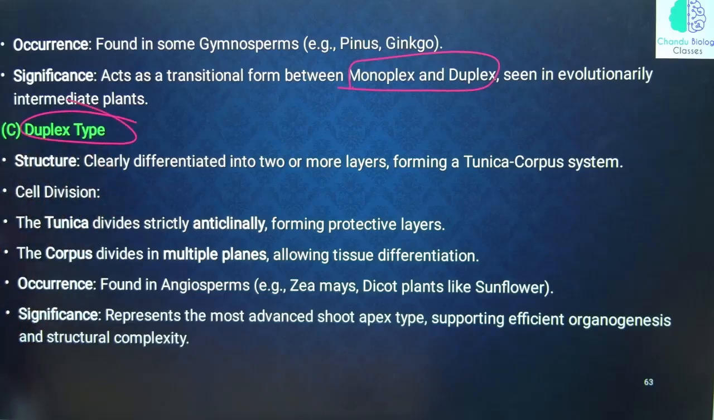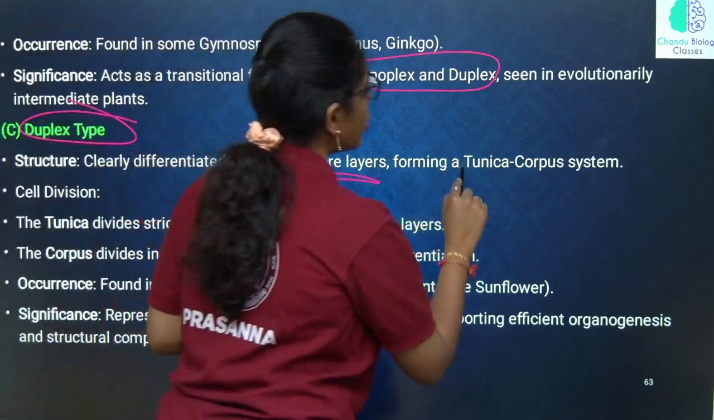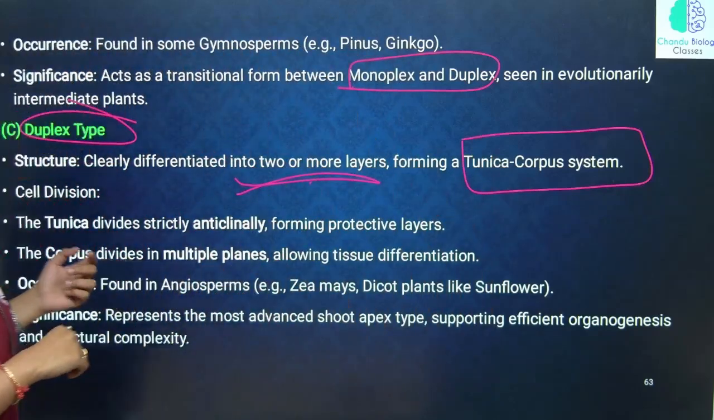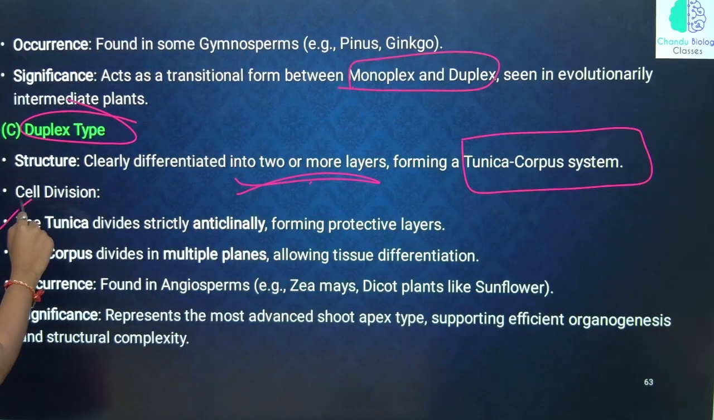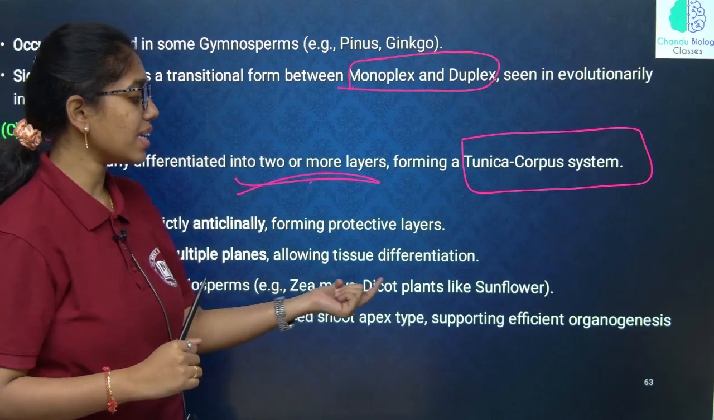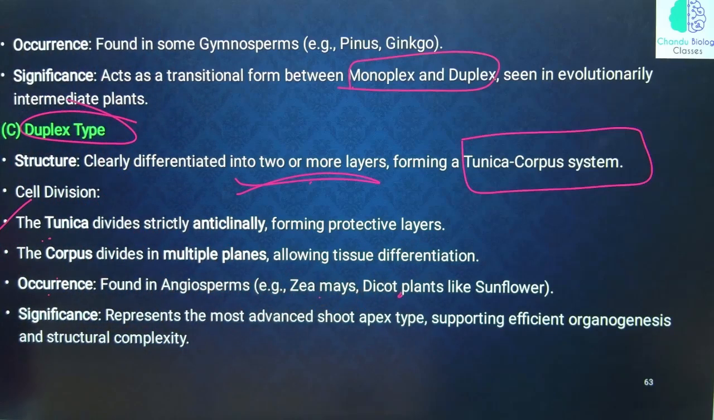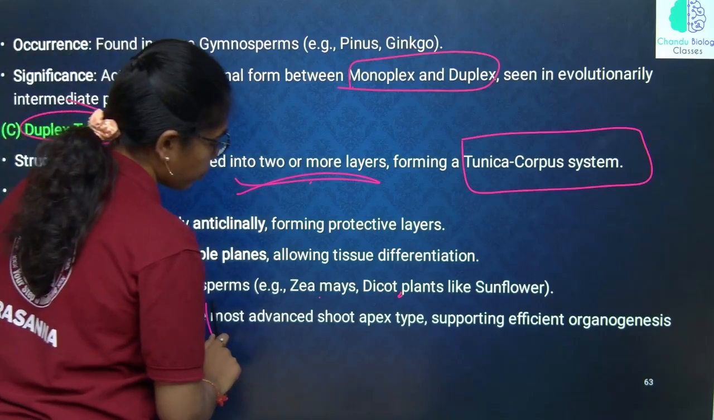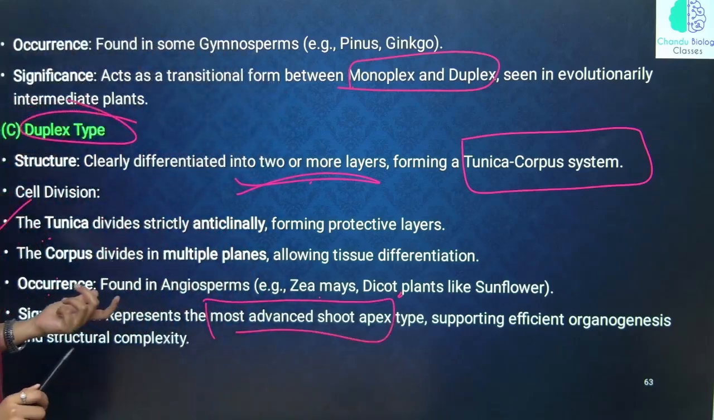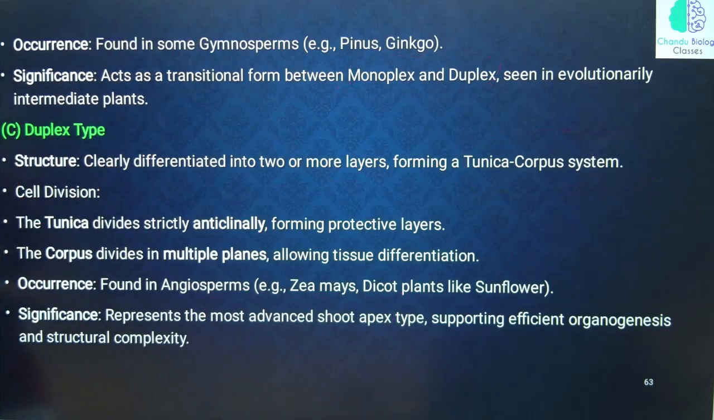Third is the duplex type, wherein clearly differentiated 2 or more layers are seen forming the tunica-corpus system, wherein the tunica divides anticlinally and the corpus shows both anticlinal and periclinal divisions. Best examples are in angiosperms like maize and dicot plants like sunflower. The major significance is that it shows the most advanced shoot apex, which supports efficient organogenesis in plants.